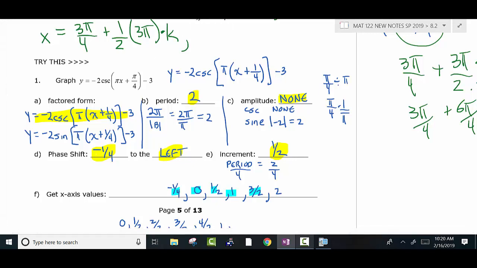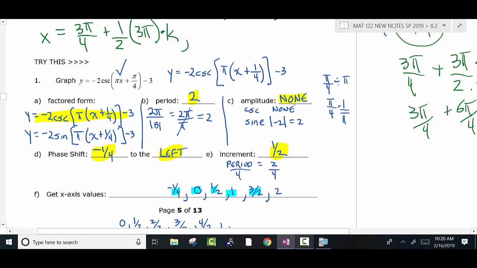All right, so your factored form should be this: negative 2 cosecant of pi times x plus 1/4, minus 3. The period's 2 pi over b. Of course, b is pi in this problem. The pi's cancel out, leaving 2. A lot of times students freak out when there's not a pi in the period. That's a good thing. Just do whatever the formula tells you.